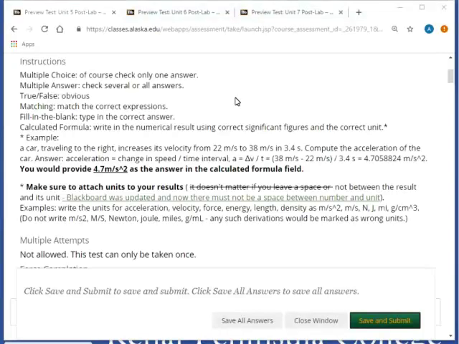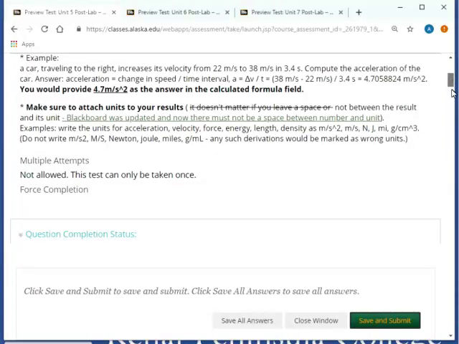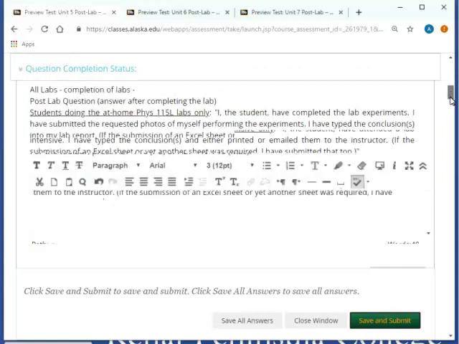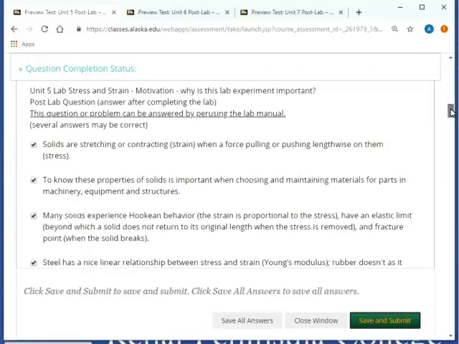This is the recording for the Unit 5 post lab. There are two different experiments here. One is stress and strain with the rubber band, and the other one is the hydrostatic pressure. So, of course, the first one here is, yes, you have attended the lab and have submitted things.